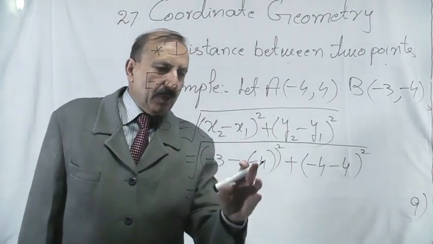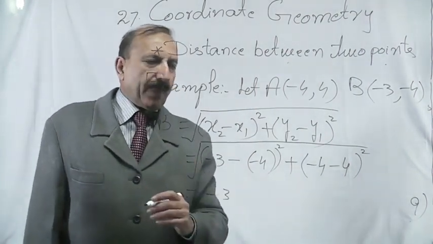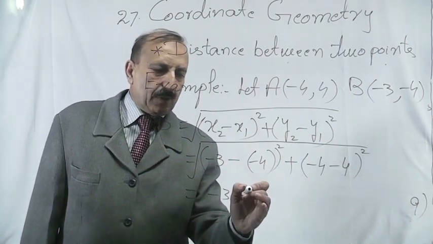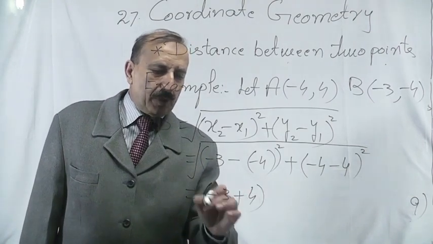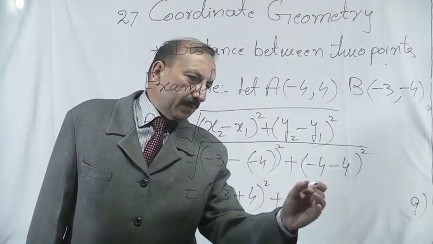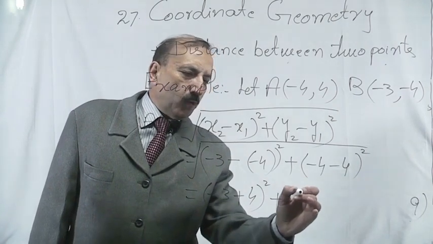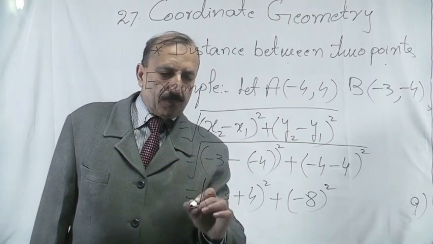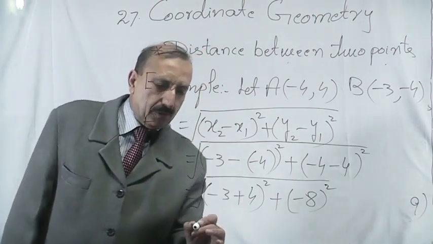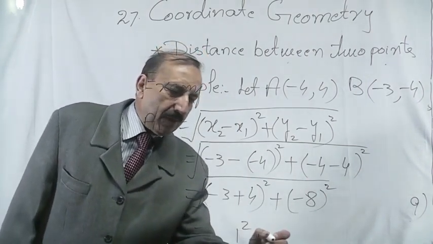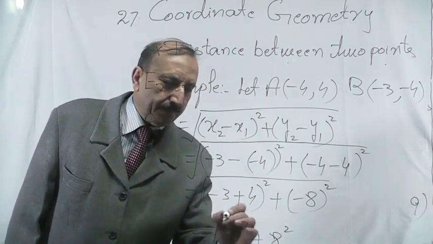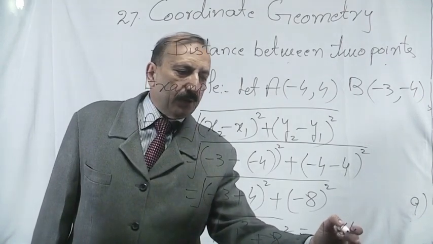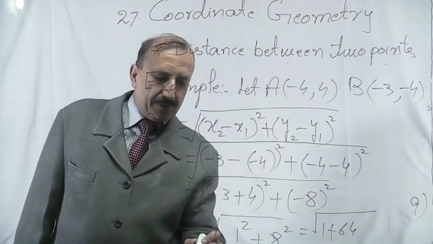Let's have the next step. This -3 and this minus will become plus, so this is 4 whole square, plus -4 minus -4 is -8 here, square. This is 1 square plus 8 square here, and this is 1 plus 64, and this will be.